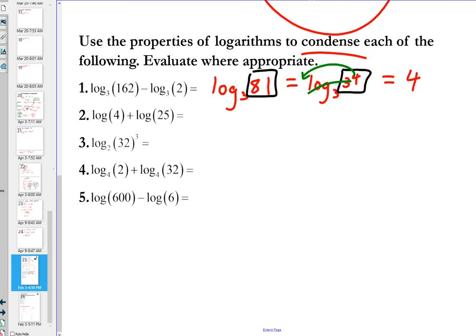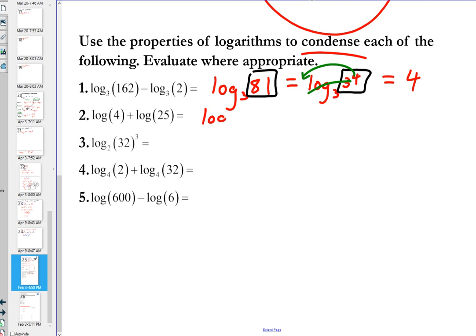And I want to get those 2 logs to bring them together. When I bring them together, when there's addition in the middle, what property am I using? Product. So I'm going to get those numbers that I'm taking the log of and multiply them. Product means multiply. What is 4 times 25? If I have 4 quarters, how much money do I have? 100.